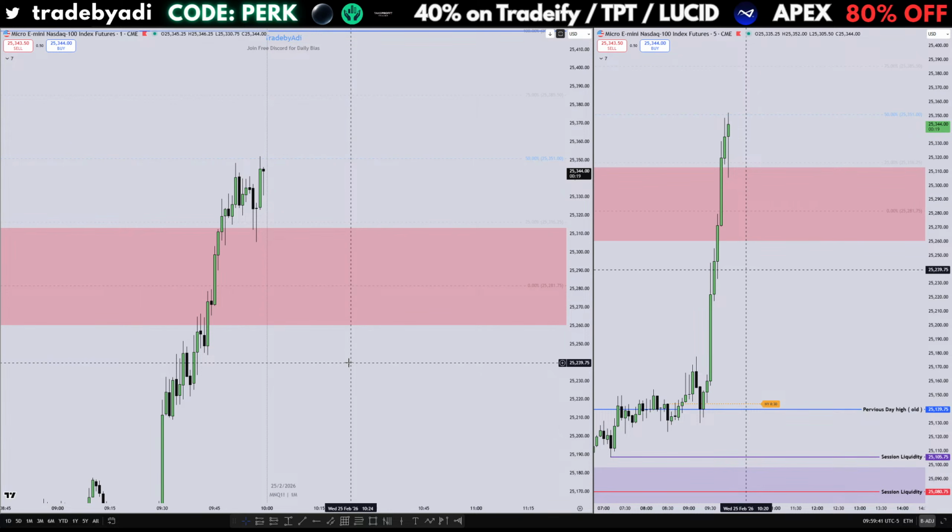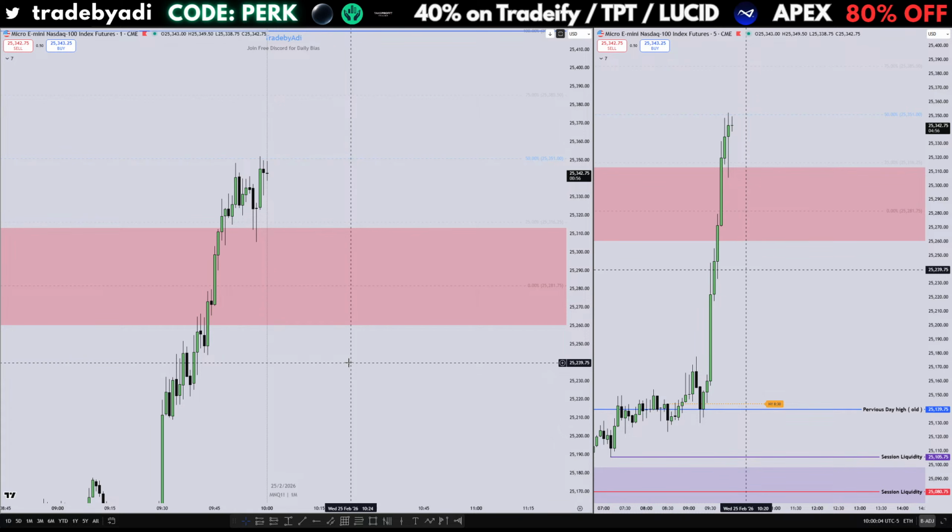I look for the stop run. I also look for the IFVGs for the entry. If there is no manipulation happening, then I don't trade. And I also look for the midnight opening price and the 8:30 for the dynamic premium and discount.